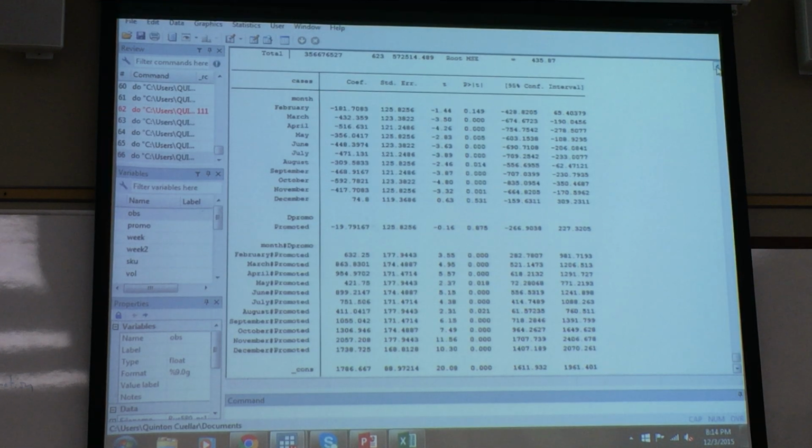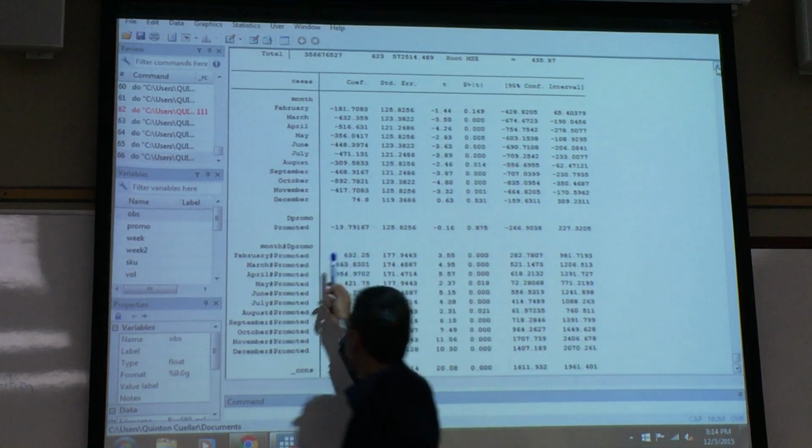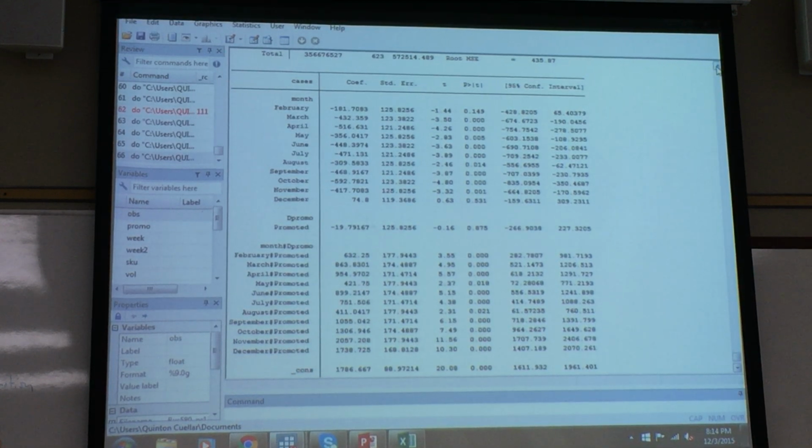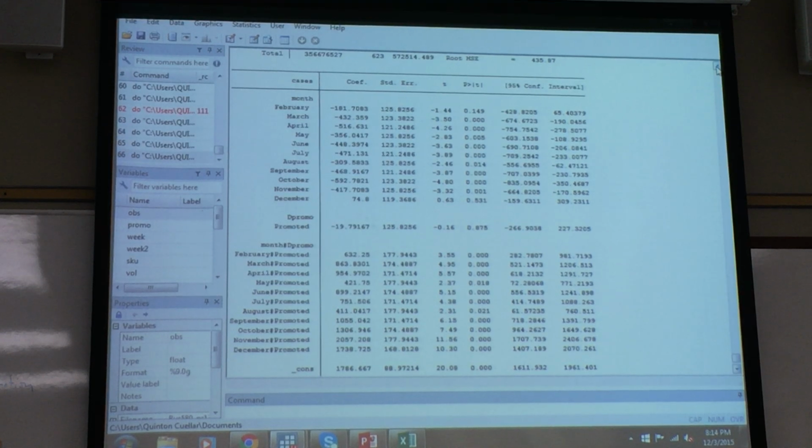But what is the 600? Oh, that's February. This 600? Yeah, that's the difference in sales in February promotion. Right. Okay, I like it. It's a nice shorthand, factor variables are a nice shorthand.